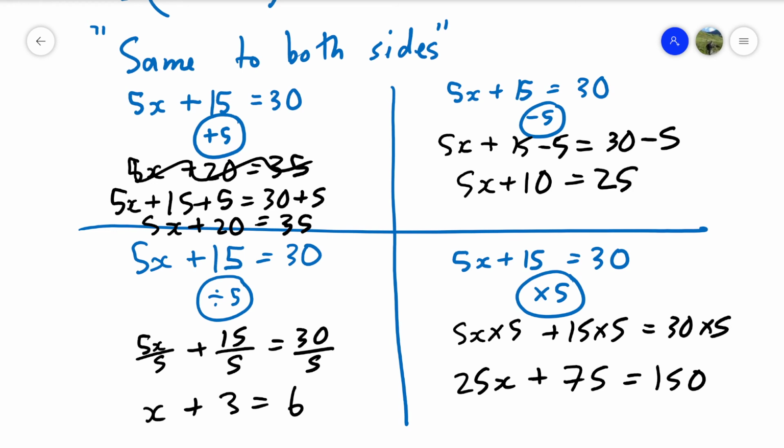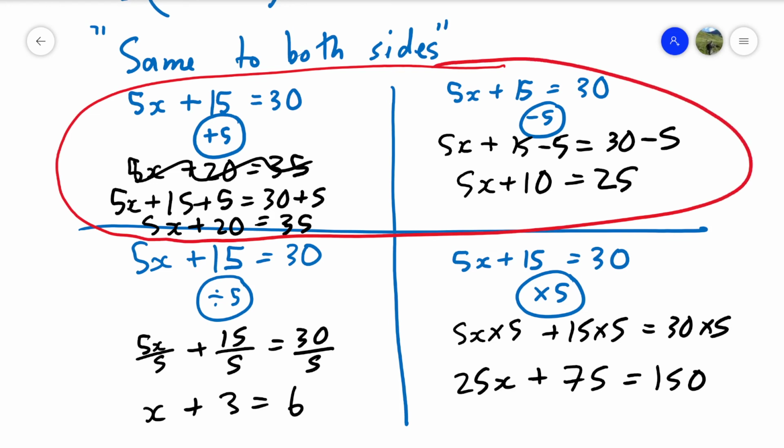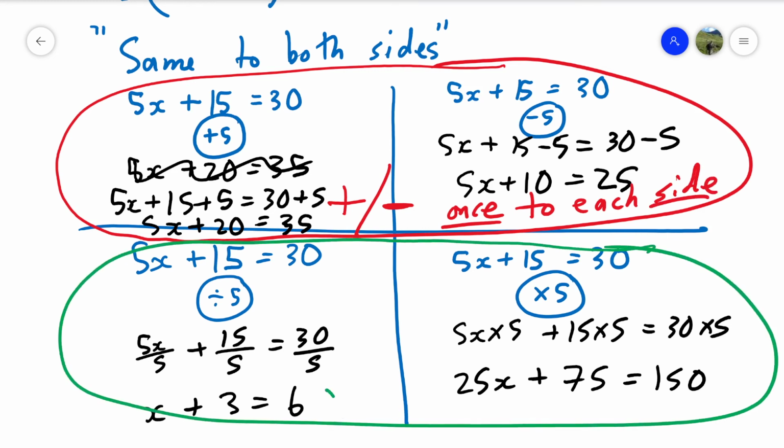Something very important here. You're kind of happy with what happened. Let's split this into 2 groups. When it's plus and minus, you do it once to each side. When it's times and divide, you do it once, listen carefully, to each thing, object. If that doesn't make sense, stare at it a bit longer.